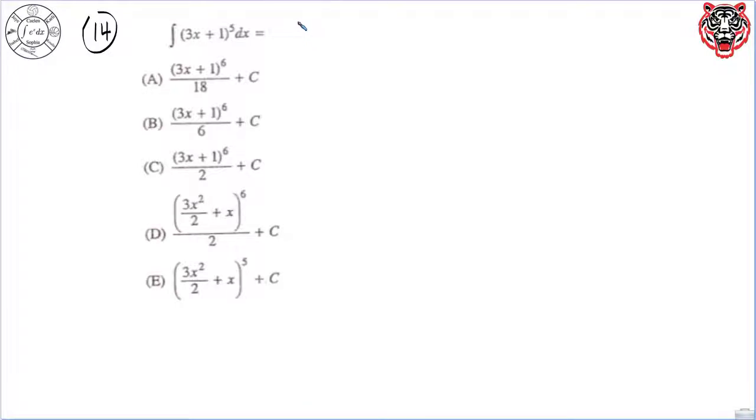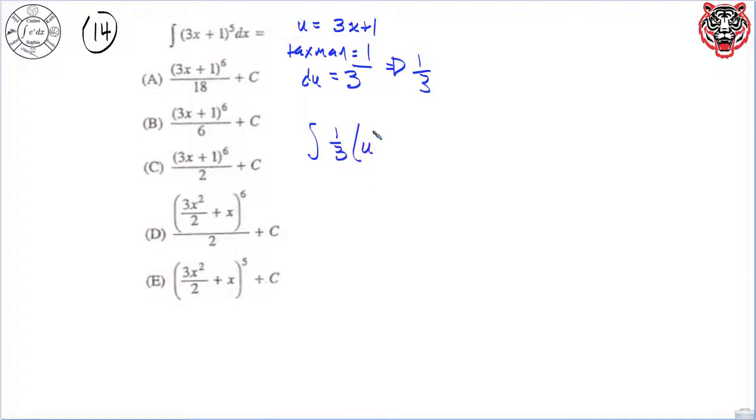So taxman, we need a u, we need a taxman, and we need a du. Okay, the u is obviously the stuff inside, so that's 3x plus 1. The taxman, there is no taxman, so it's just going to be 1. The derivative of u, derivative of this is 3. This fraction here, 1 over 3, is just a third. So we're going to pay the taxman with a third, so this integral now becomes the integral of 1/3 of u to the power of 5, and then dx, if we're being formal about it.